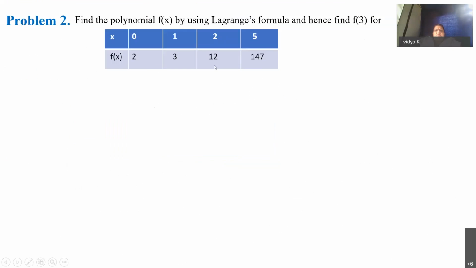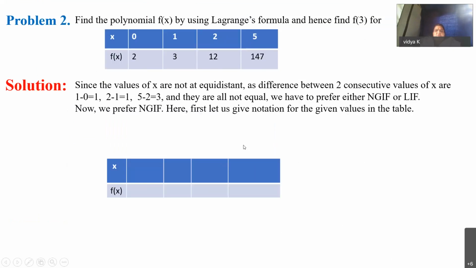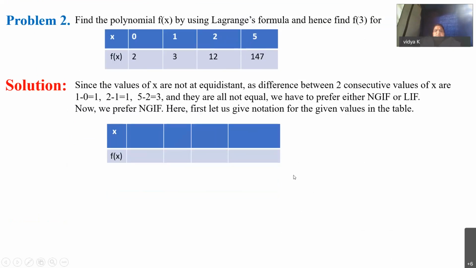Problem 2. Here also they may ask to find the polynomial. So what is the only difference? First of all, it is not at equidistance. So we prefer either NGIF or LIF. Then in the formula, write the notation for those values starting with x naught, corresponding value as y naught, up to x3. Then the only difference is in the formula.